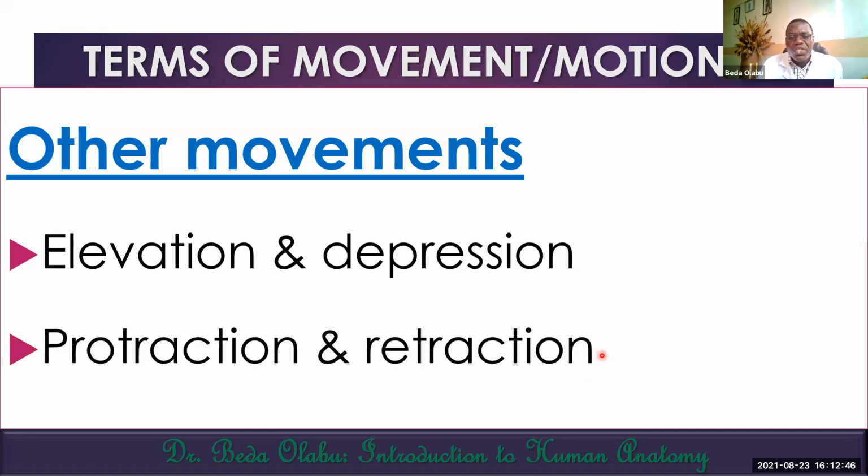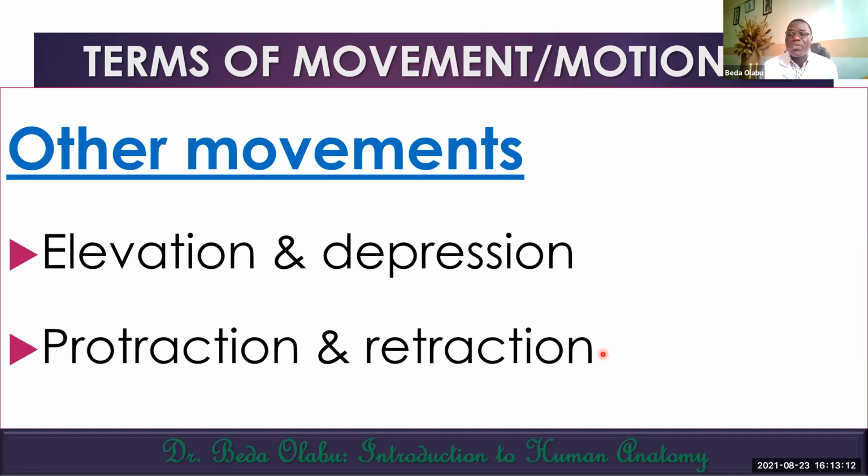Then we have protraction and retraction. To protrude is to take forwards, to retract is to go back, to take backwards. So what is it in the body that can protrude and retract? Your tongue is a good example. When your tongue leaves your mouth and comes out, that is protraction of the tongue. And when it goes back, that is retraction.